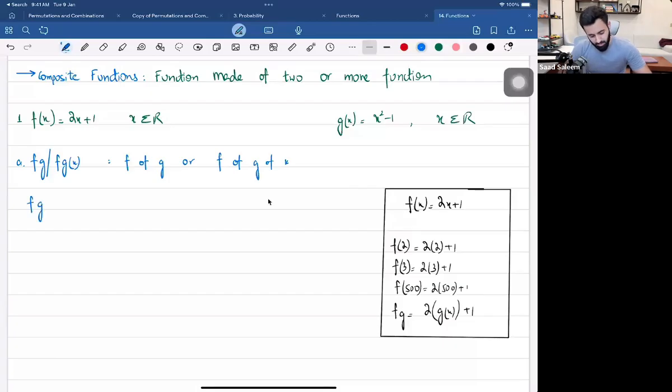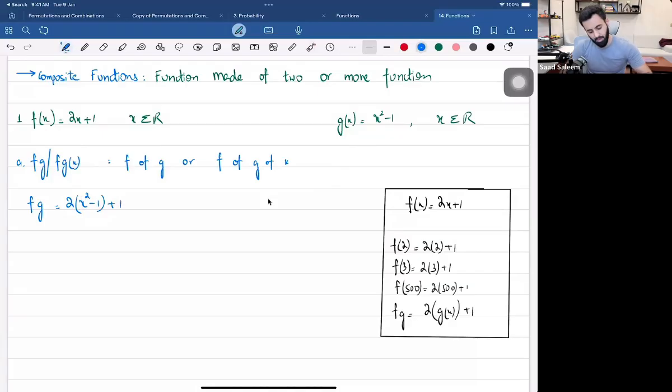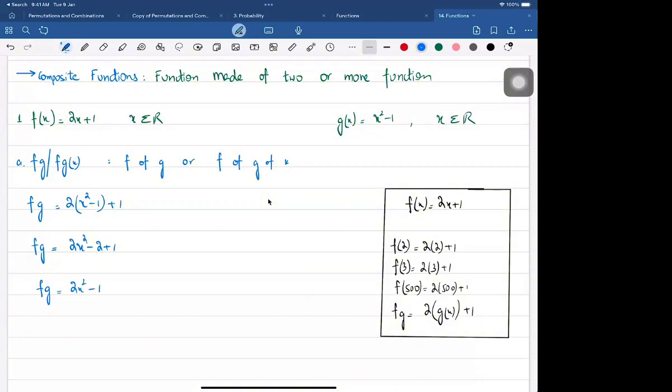So fg is equal to 2 times x squared minus 1, plus 1. So you can see what I've done is, in place of x, I've plugged in x squared minus 1, which is basically function g, and the plus 1 remains as it is. When you get an expression like this, make sure that you expand and simplify. So this becomes 2x squared minus 2 plus 1, unless, of course, the question says otherwise. So 2x squared minus 2 plus 1 is equal to 2x squared minus 1. That's the answer. Good.